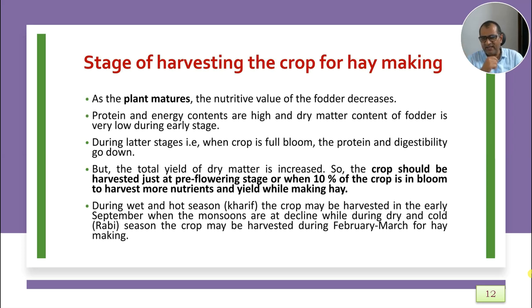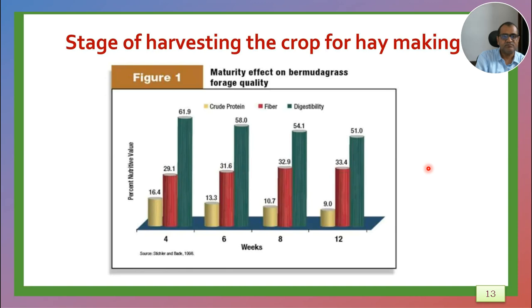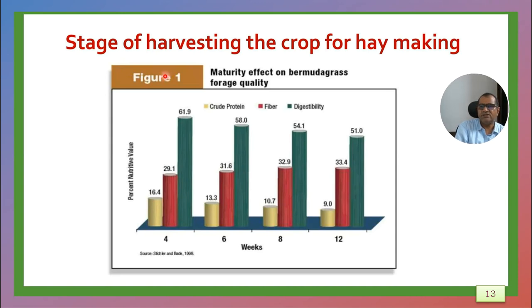And during the wet and hot season, that's the kharif, the crop may be harvested in early September when monsoons are declining, while during the dry and cold rabi season, the crop may be harvested during February or March. Then the stage of harvesting of every crop is written here. For example, the maturity effect of Bermuda grass. That's also fodder quality.